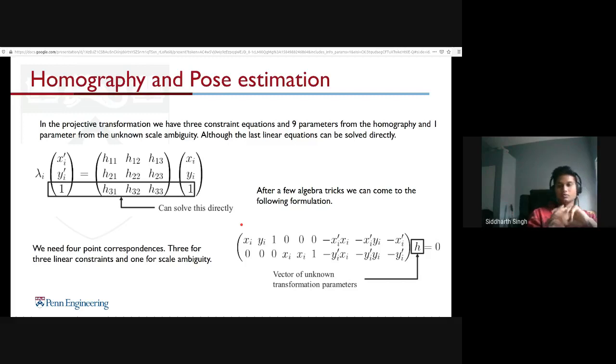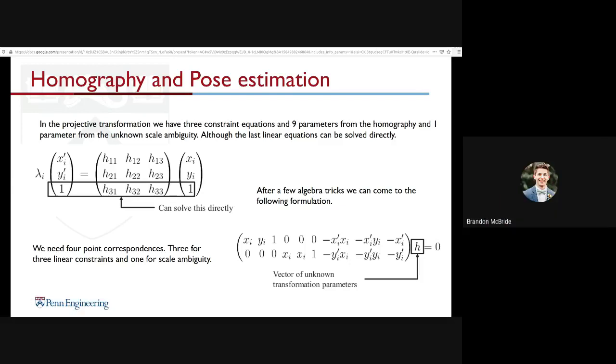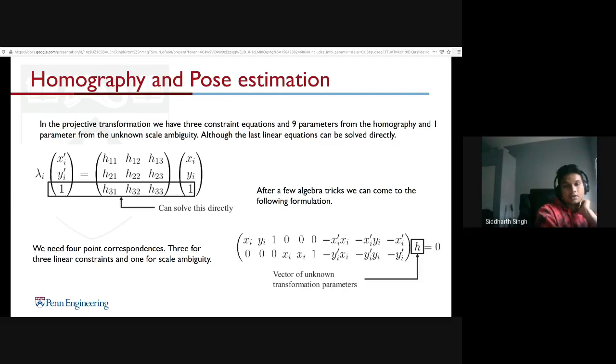Okay. So now we have a formulation that if we have the point correspondences, I can find H. Now it does seem like that H lies in the null space of this matrix, of this 8 by 9 matrix. Question: what will be the shape of this matrix? 8 by 9, correct. So we have an 8 by 9 matrix.